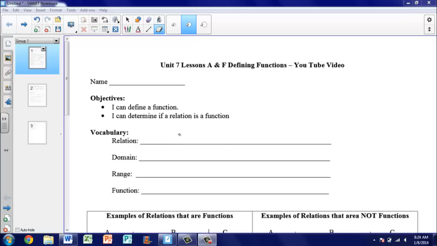Our objectives today are that I can define a function and I can determine if a relation is a function. So before we get started, let's start with some vocabulary. Our first vocabulary is relation, and a relation is a set.